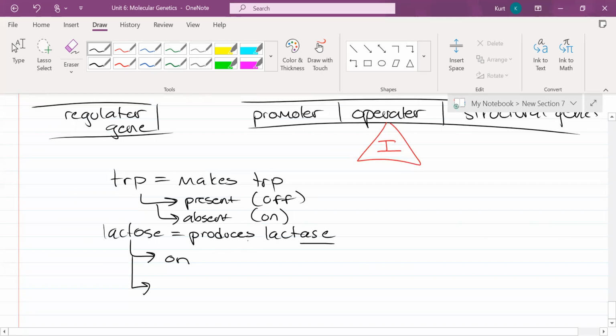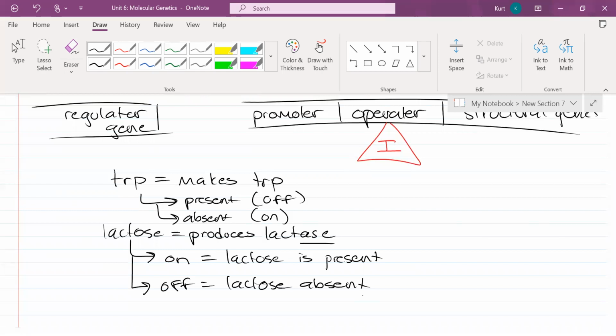It's on when lactose is present, because if there's lactose there, you need to digest it. You need to metabolize it. It's turned off when lactose is absent. There's no need to break down lactose if there is no lactose to break down. So don't forget that whenever it's off, the inhibitor is plugged into the operator. Whenever it's turned on, the inhibitor is removed from the operator.